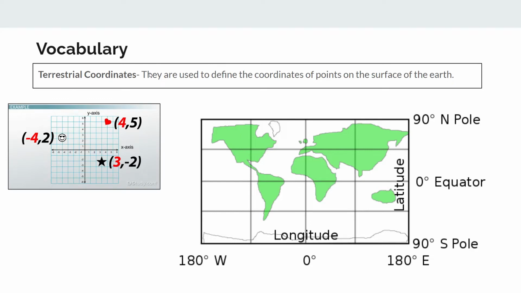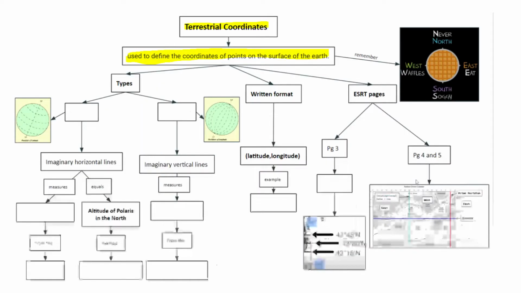So, terrestrial coordinates are used to define the coordinates of points on the surface of the Earth, meaning just like we use x and y axes in math and use numbers to identify a specific location on a graph, we can use coordinates like that, called terrestrial coordinates, to figure out a specific place on Earth. Okay. And for that, we use lines called longitude and latitude.